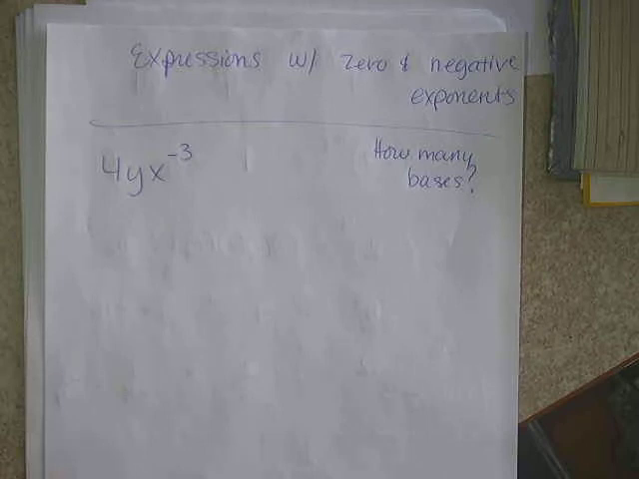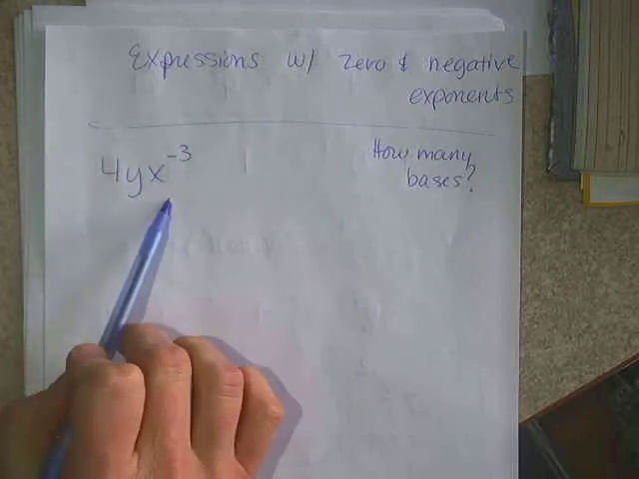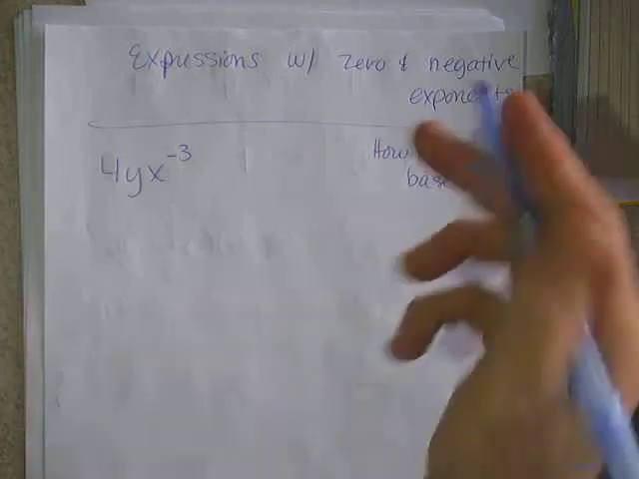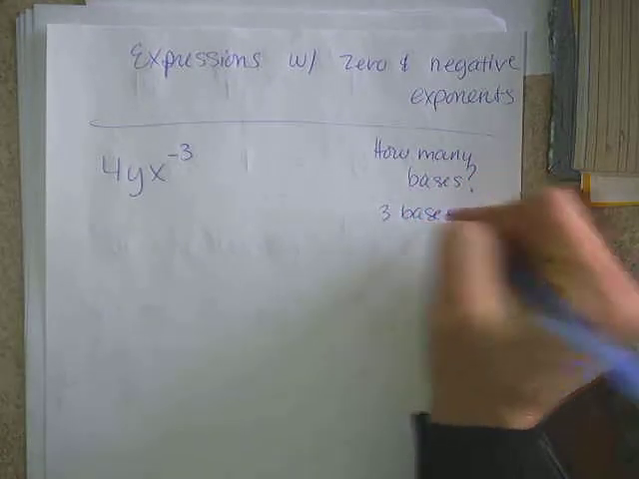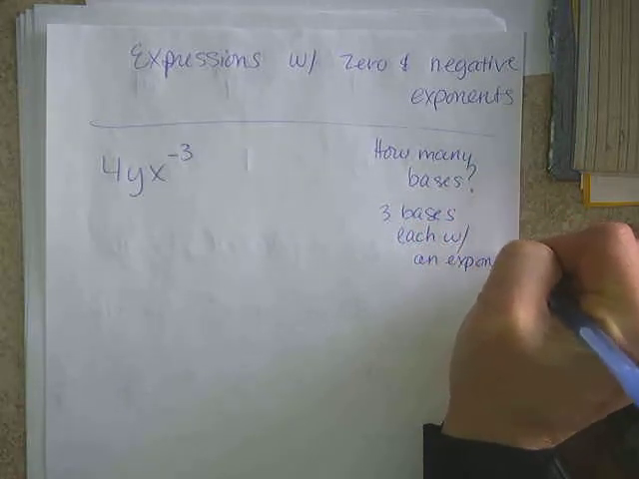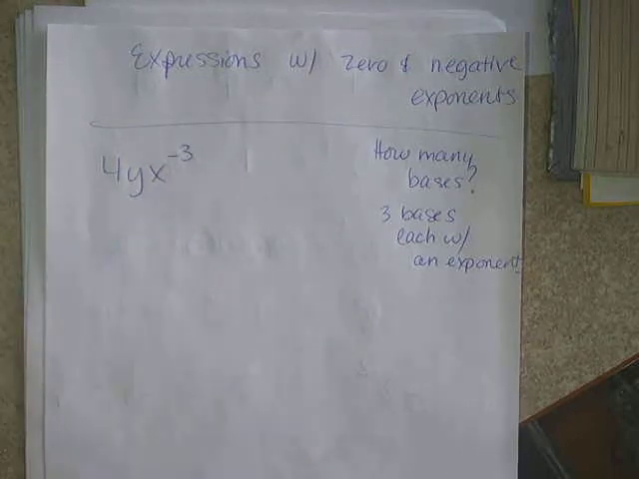So the first thing I want you to think about when you look at an expression is how many bases do you see there? 3. One of them's a number, 2 are variables, and all 3 of them actually have their own exponent, okay? So 3 bases, each with an exponent. We don't see all 3 of them, but they're there. So this is a big problem for a lot of people.